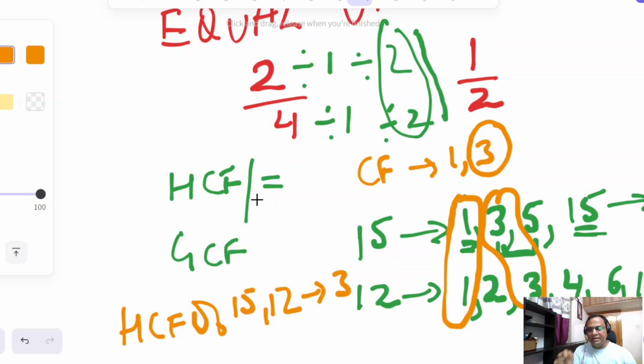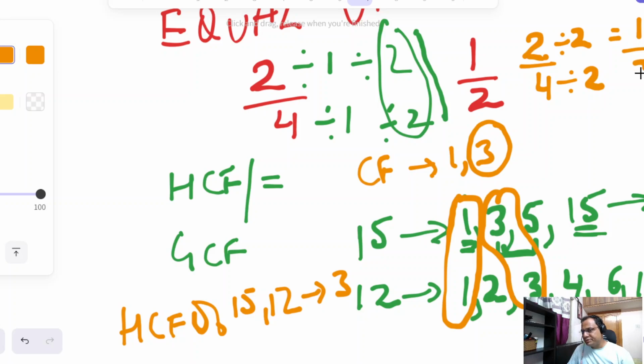I will cover it again, but as of now, no, because we are covering equivalent fractions where the HCF concept is very important. Similarly, for 2 and 4, the highest common factor is 2. I always divide by the highest common factor. 2 divided by 2 is 1, and 4 divided by 2 is 2. So 1 upon 2, and this was also 1 upon 2. Now we can easily say these 2 upon 4 and 1 upon 2 are equivalent fractions.